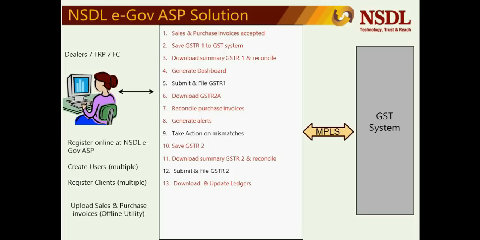The portal will download and update the ledgers for you automatically. You need to utilize your input tax credit. You need to pay tax directly at the GST portal. You need to show the utilization of cash. And the last step is you need to submit and file the GSTR3 returns. These are the steps involved in the GST returns filing process and how the NSDL eGov ASP solution helps you to take care of all these steps.